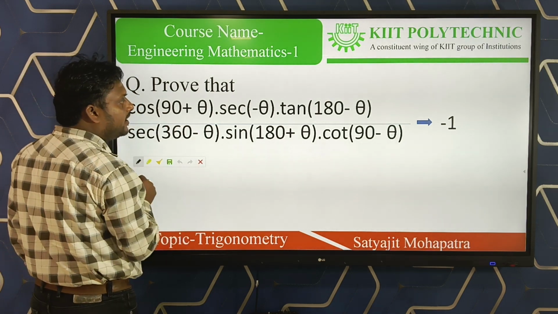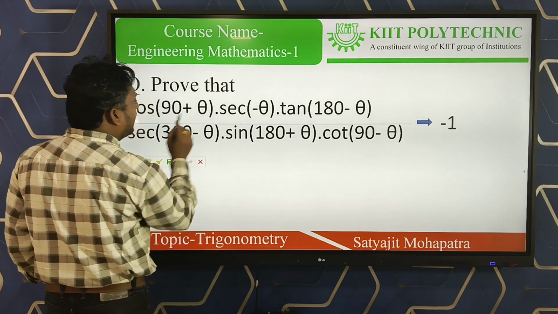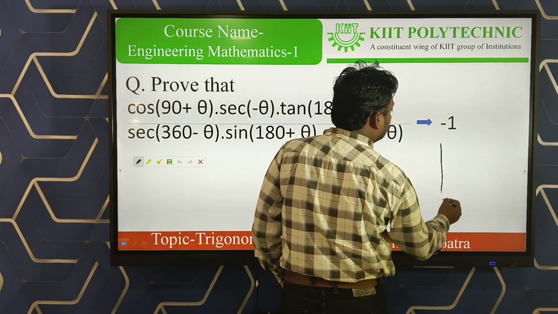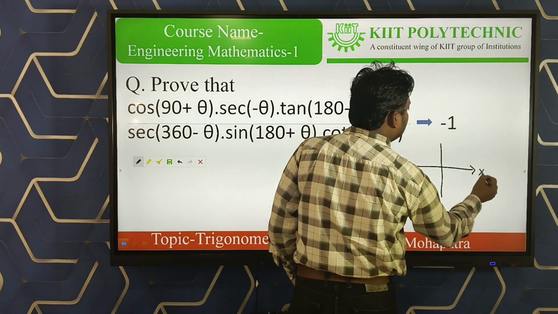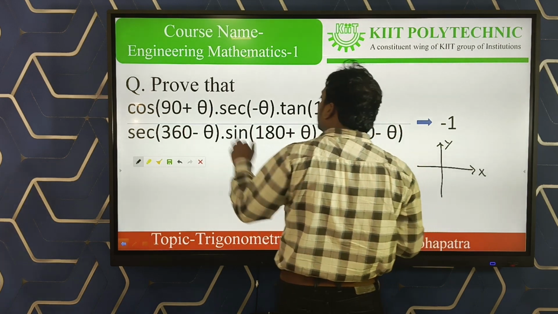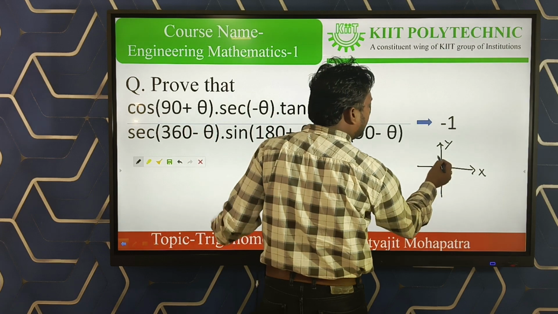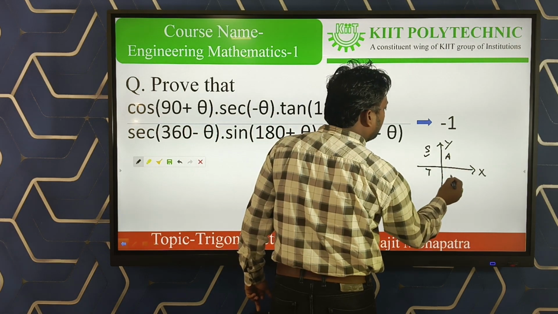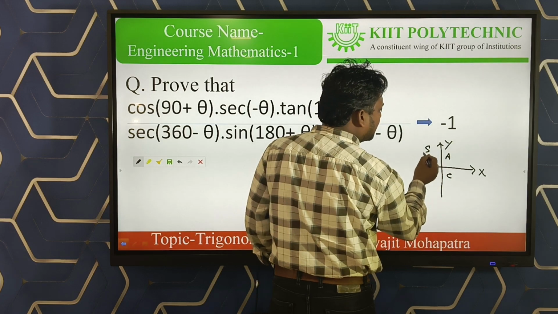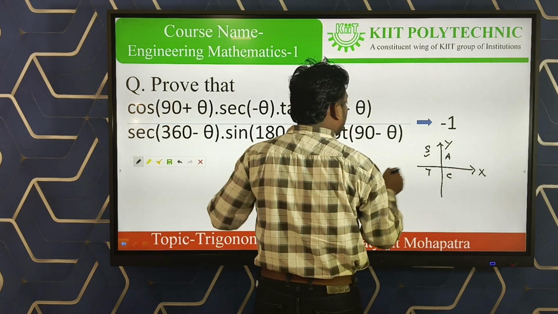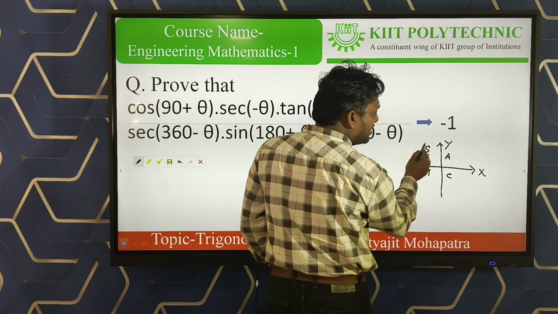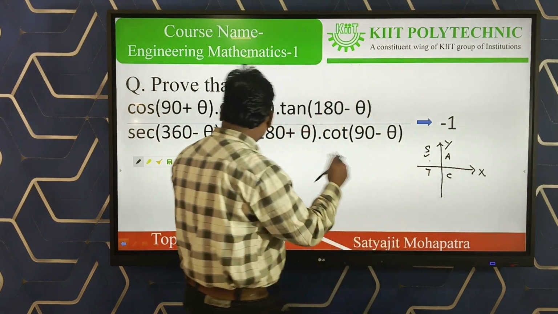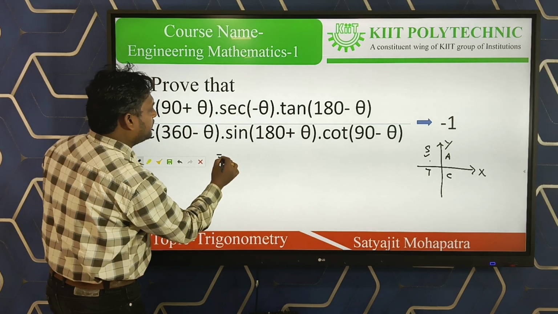Cos of 90 plus theta. Okay, cos of 90 plus theta. How does cos of 90 plus theta act? All of you see, this is the x-axis, this is the y-axis. Cos of 90 plus theta, 90 plus theta, is in the second quadrant. All of you know, all sin tan cos. Here sine is positive in the second quadrant. This angle falls in the second quadrant where sine is positive. We have cos here. What will it be? It will be negative. See.